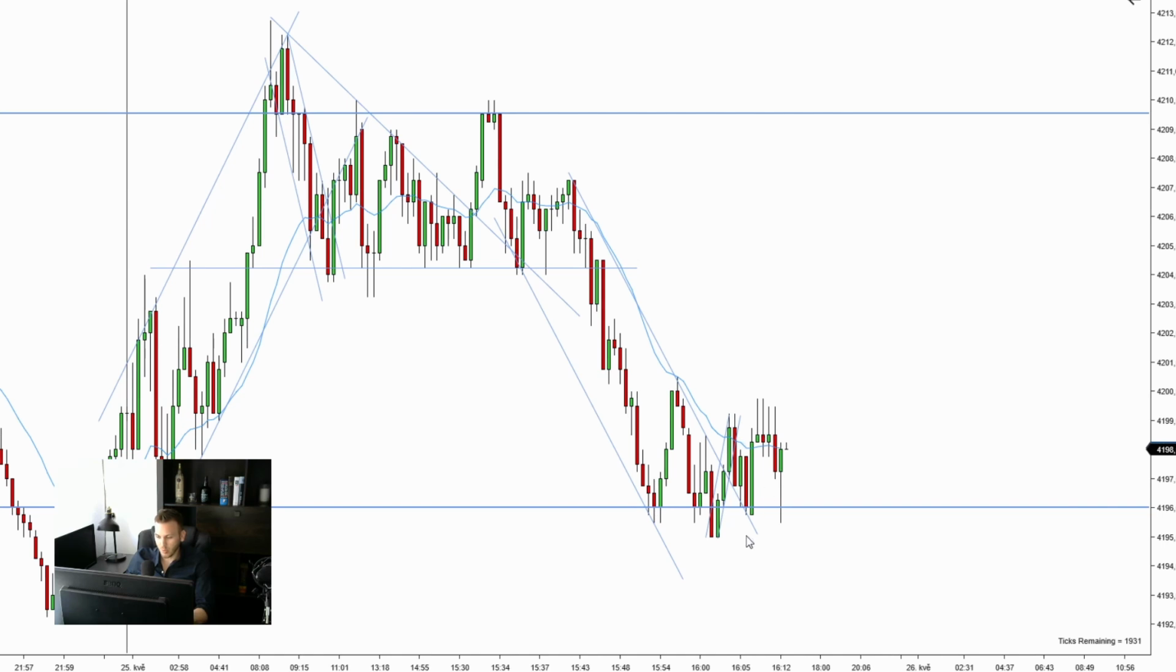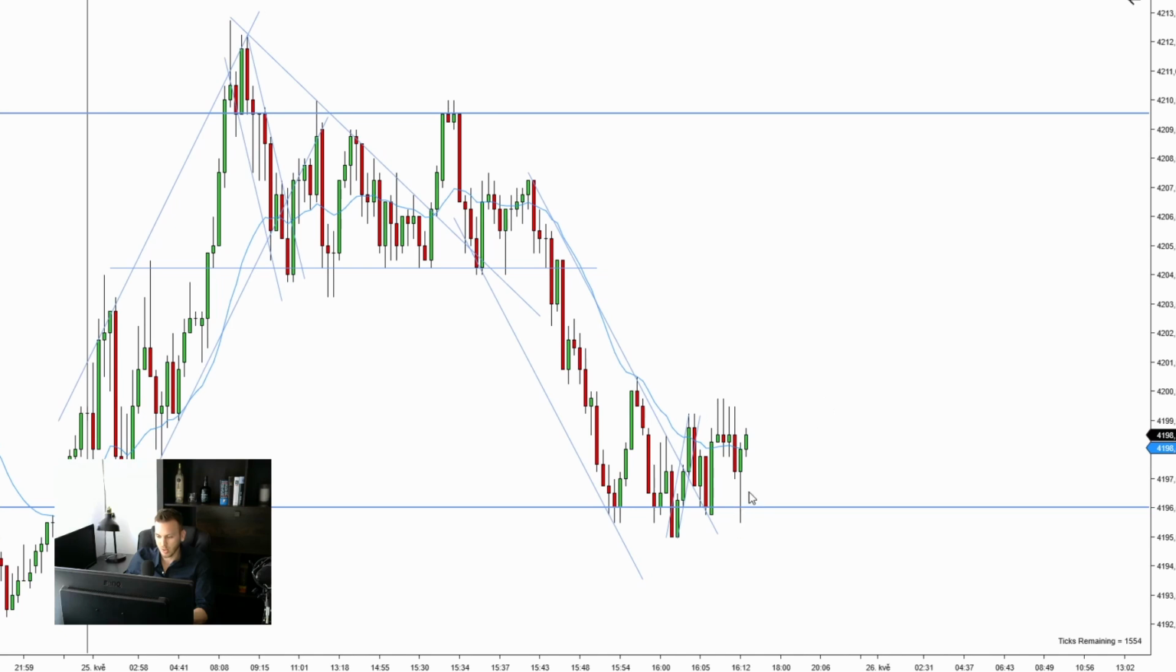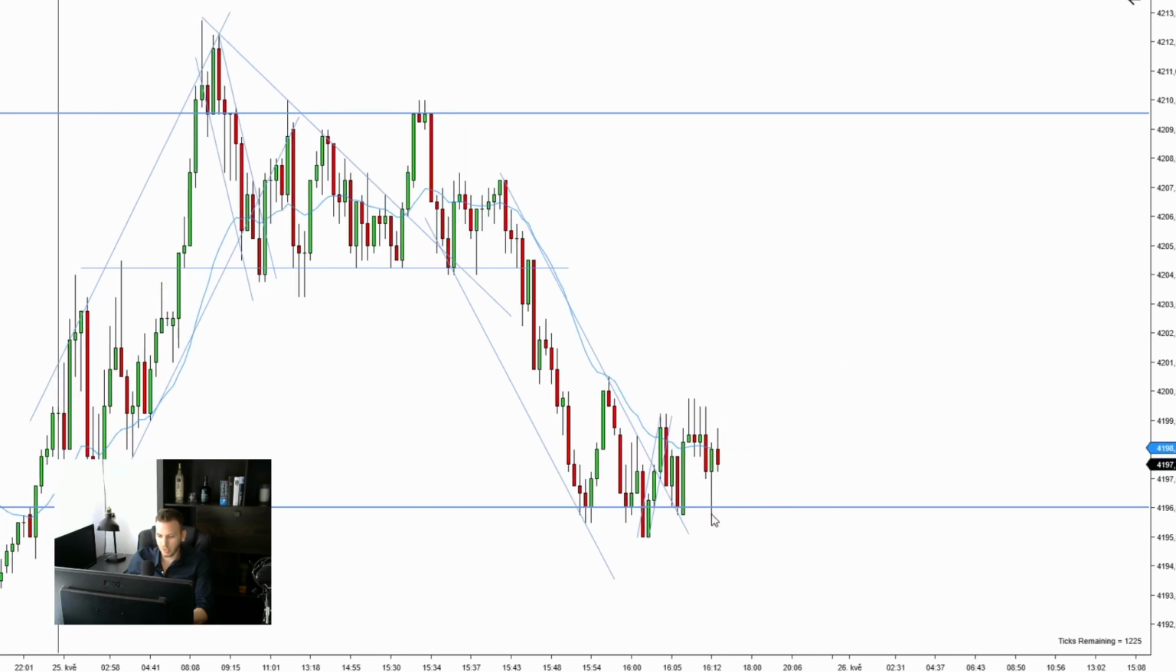Two-legged pullback. We have a break and a new high. High probability setup at the key entry point. Prices are now working higher. I'm expecting for prices to probably bounce off here because this is a key level. But we still don't have a clear low, but this may get as close as it can.